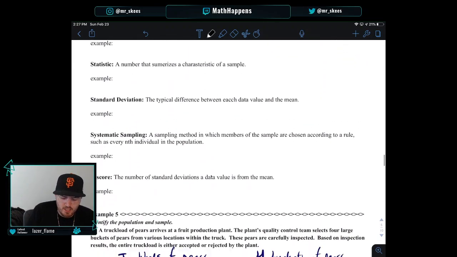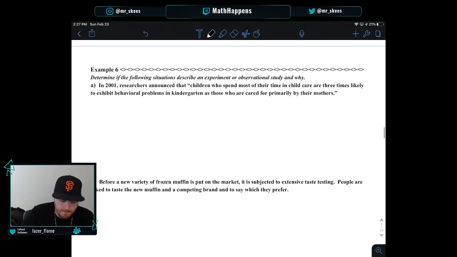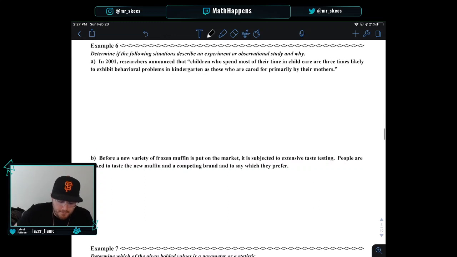So, let's take a look at these situations and see if you can identify between the two. In 2001, researchers announced that children who spend most of their time in childcare are 3 times likely to exhibit behavioral problems in kindergarten as those who are cared for primarily by their mothers. And let's kind of compare the two, because one's one and one's the other. Before a new variety of frozen muffin is put on the market, it is subjected to extensive taste testing. People are asked to taste the new muffin and a competing brand and to say which they prefer. Why don't you think for a second, which one do you think is which? Which one is the experiment and which one is the observation?